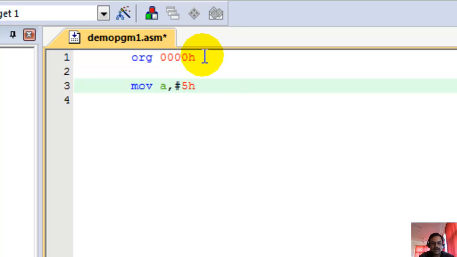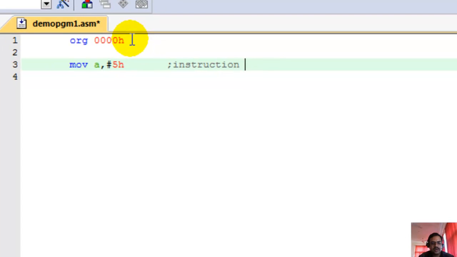Okay, so if you look at this, the first one is the instruction. I'm asking it to move. The second one is the destination, and the next one is the source. So this is the instruction, this is the destination where the data has to be moved, and this specifies which data has to be moved. So I'm moving the number 5 to the location accumulator A, and the type of number I'm moving is hexadecimal.